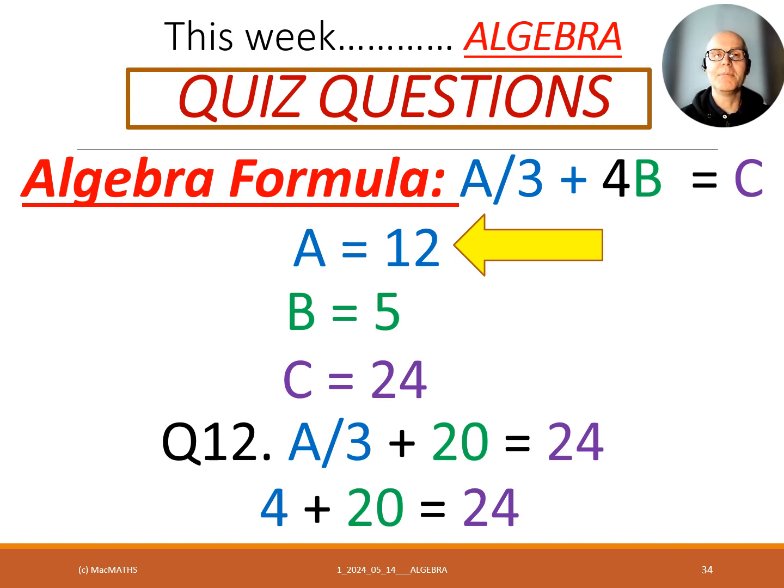A divided by 3 plus 4b equals C. 12 divided by 3 is 4, plus 4 times 5, which is 20. 4 plus 20 equals 24. How did you get on with those questions?